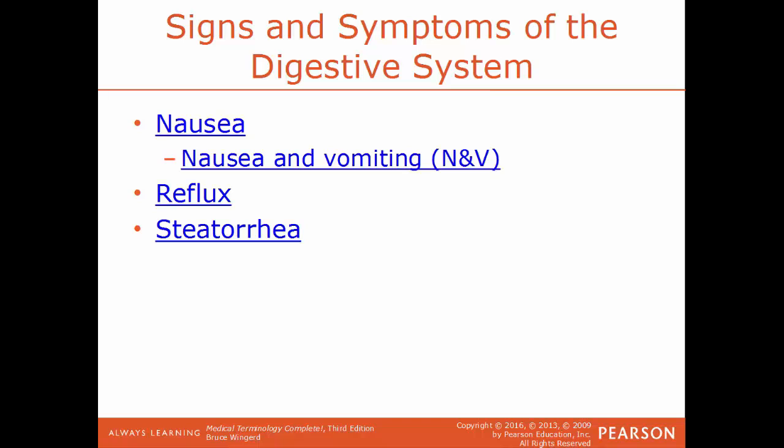Our next term, reflux. This is the backward flow of material from the stomach back up to the esophagus. A common example of that would be gastric reflux or heartburn. The material should be moving forward, not backwards. Steatorrhea is the presence of excess amounts of fats within the stool. And it's usually caused by a disease of the intestines or of the pancreas.